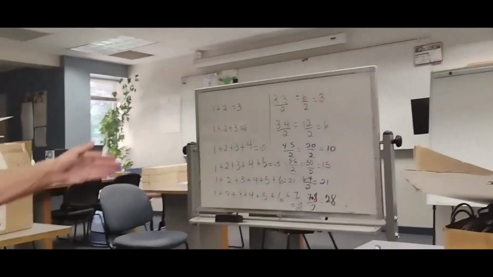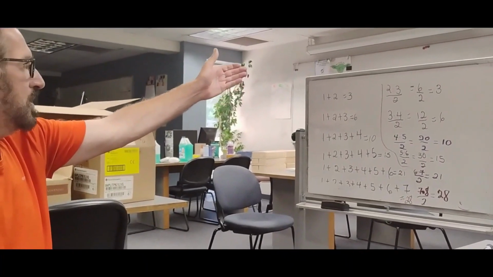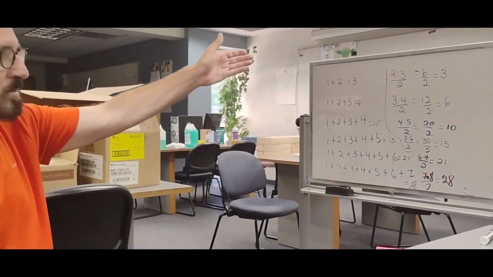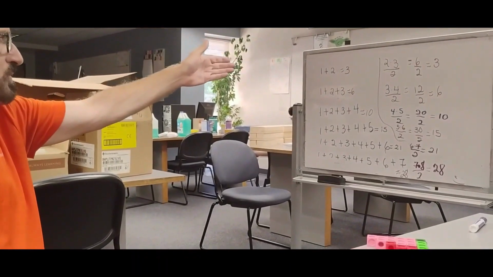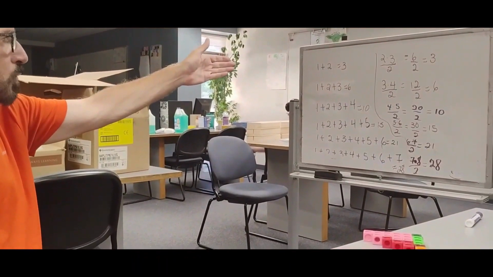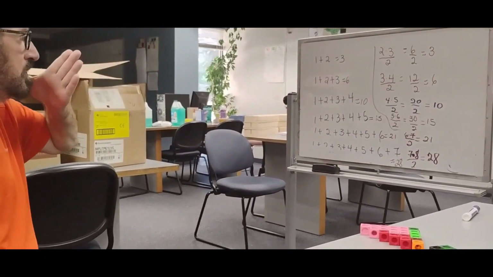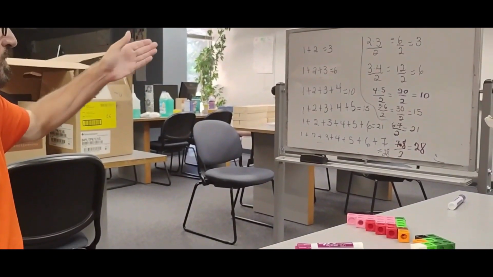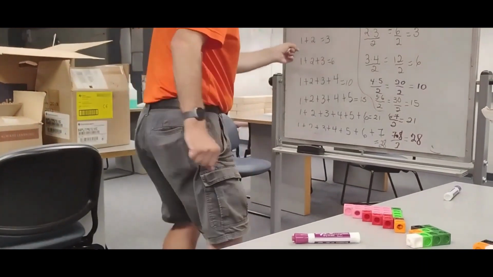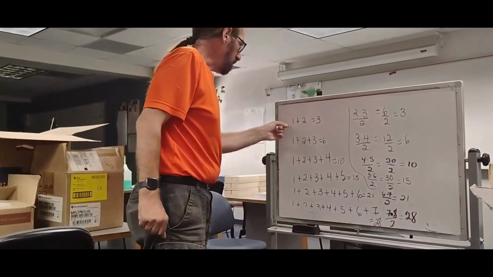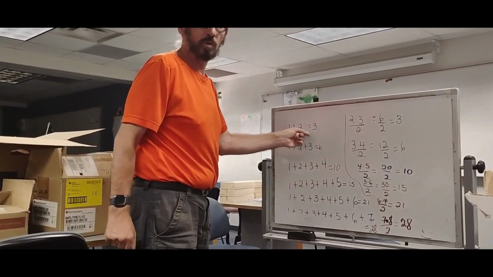Now, we would express that as n times the quantity n plus 1 all over 2, where n is the number of terms. We're always starting with 1, and we're always going up by 1.